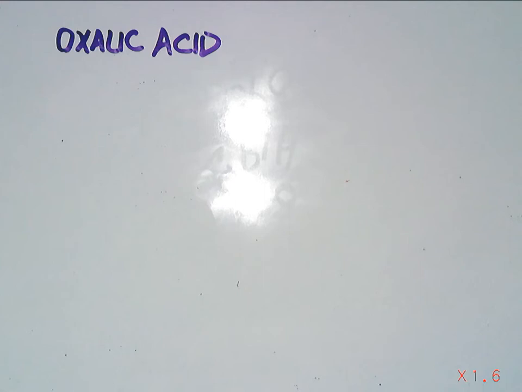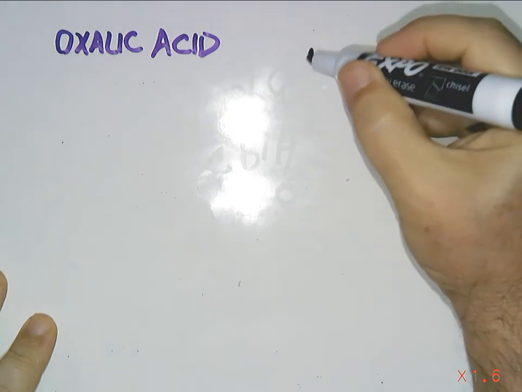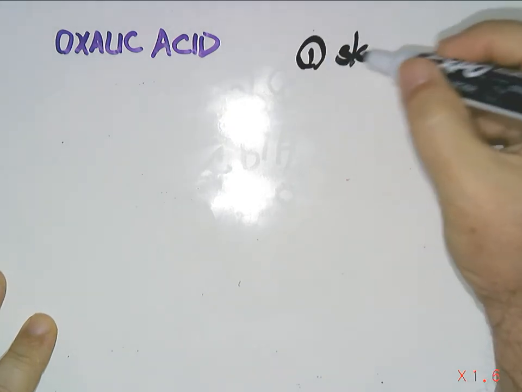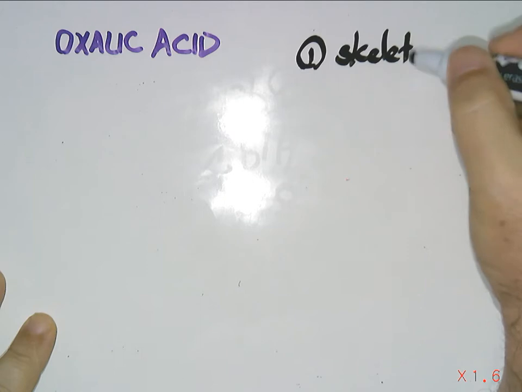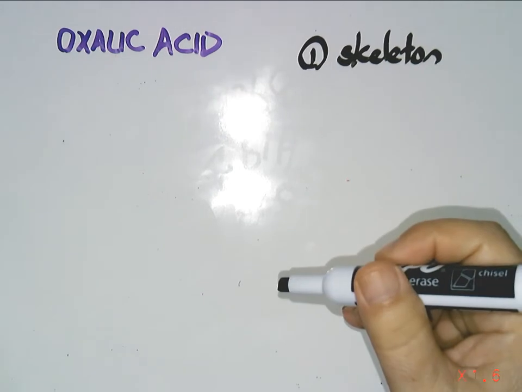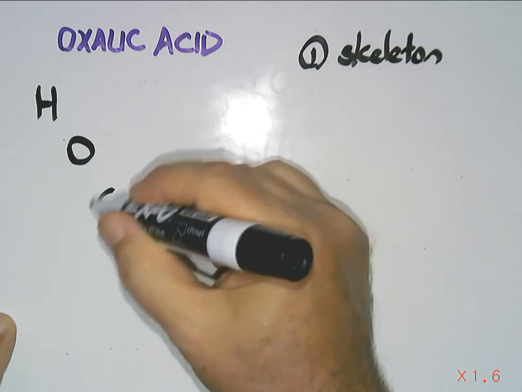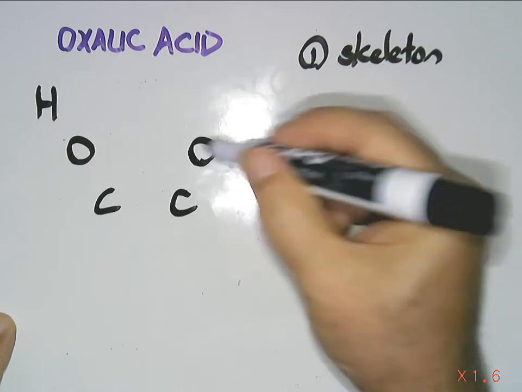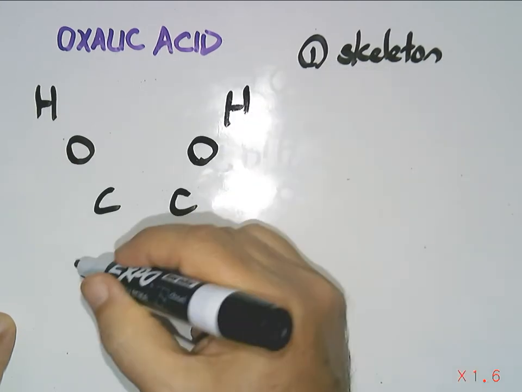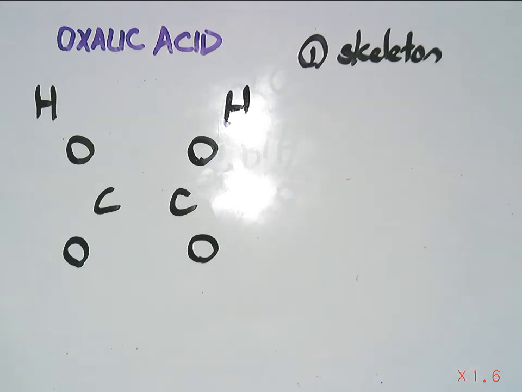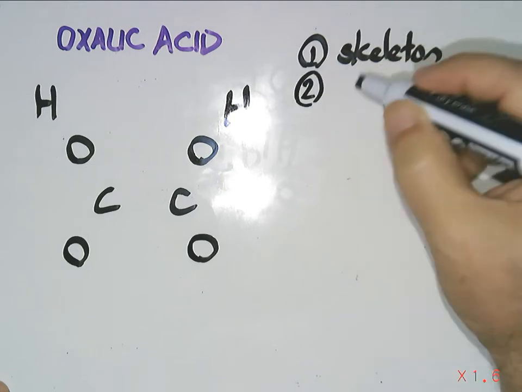Let's do the structure of oxalic acid. Okay, step 1, skeleton. Now you're given the skeleton of this one. It looks like this. Alright, so there's the skeleton of it. Step 2, count the valence.